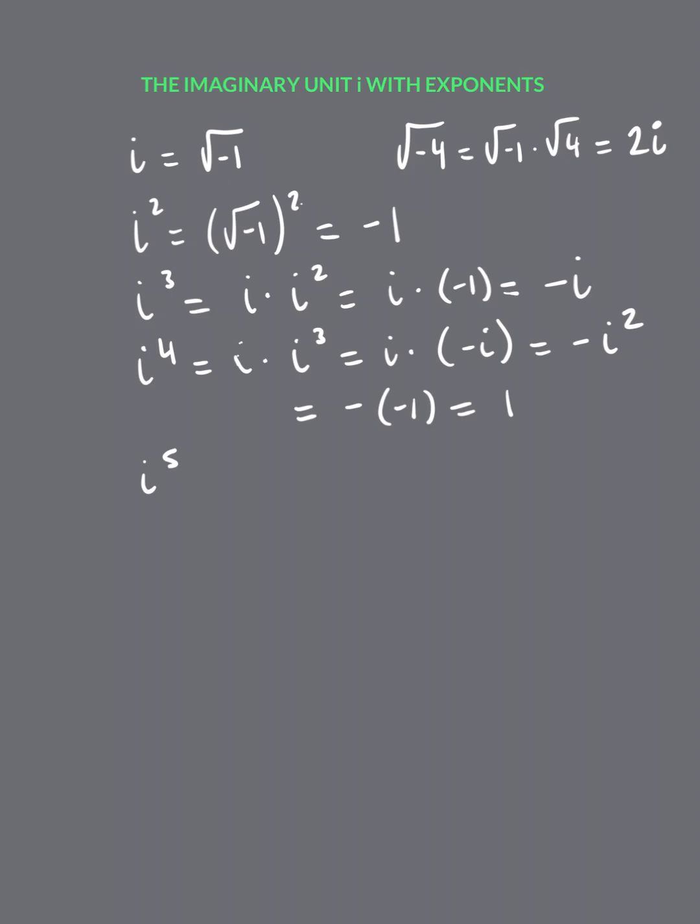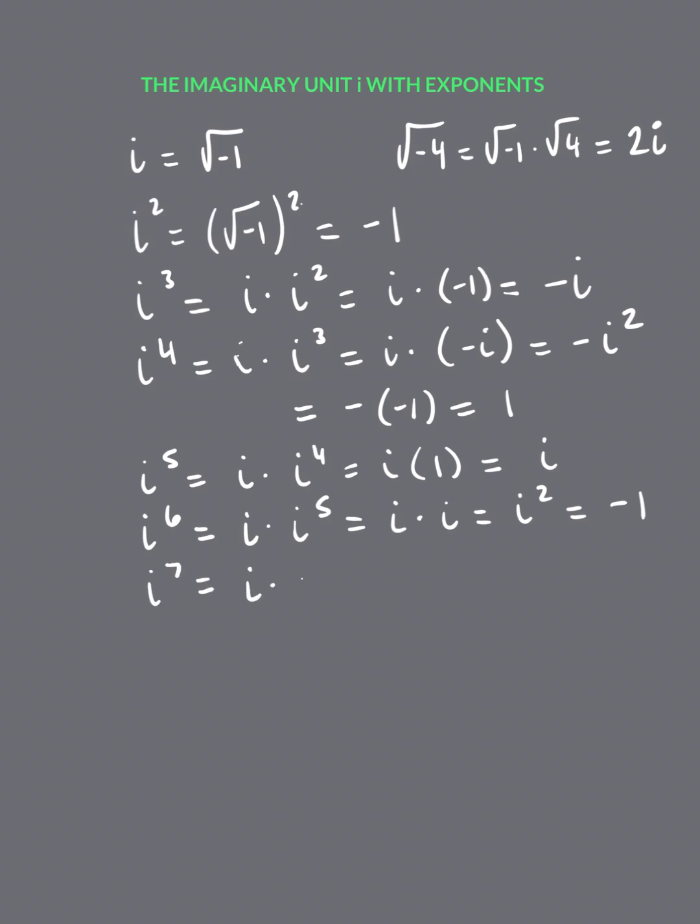i to the fifth is equal to i times i to the fourth. We know that i to the fourth is 1 from above, so that's equal to i. i to the sixth would be i times i to the fifth. From above, we know i to the fifth is i, so this is i squared, which from above we know is -1. i to the seventh is equal to i times i to the sixth, and i to the sixth from above we know is -1, so this is equal to -i.